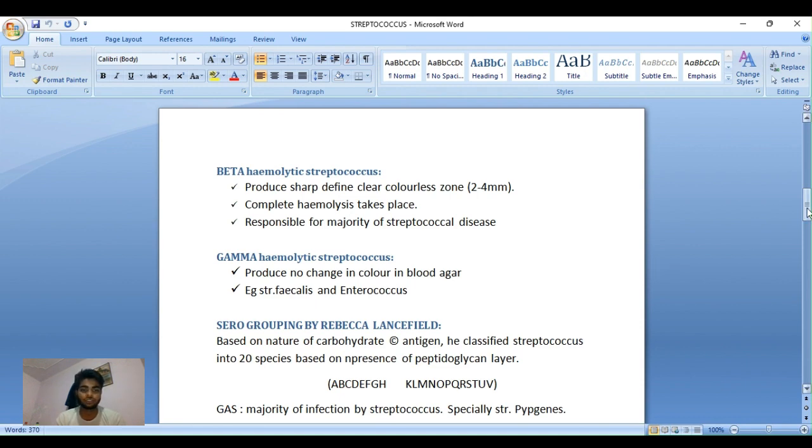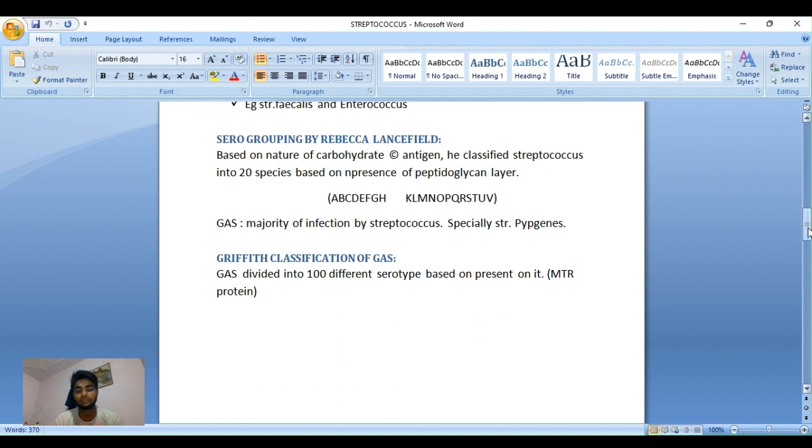Then serological grouping by Rebecca Lancefield. Lancefield is the name of the scientist who gave the serological grouping of the beta hemolytic streptococcus into 20 classes. We have already discussed these things. Based on the nature of the carbohydrate of the C antigen, she classified the streptococcus into 20 specific species based on the presence of the peptidoglycan layer.